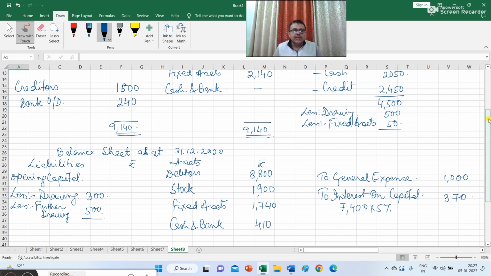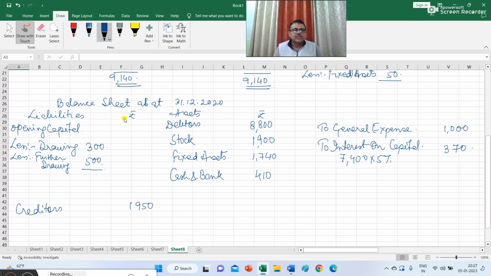you have to record it in the closing balance sheet. So in the closing balance sheet, I have to record interest on capital, and basically this is the amount payable. So on the liability side, I am writing interest on capital rupees 370. The opening capital that I have calculated from the opening balance sheet, I have to record it in the closing balance sheet also at 7,400.